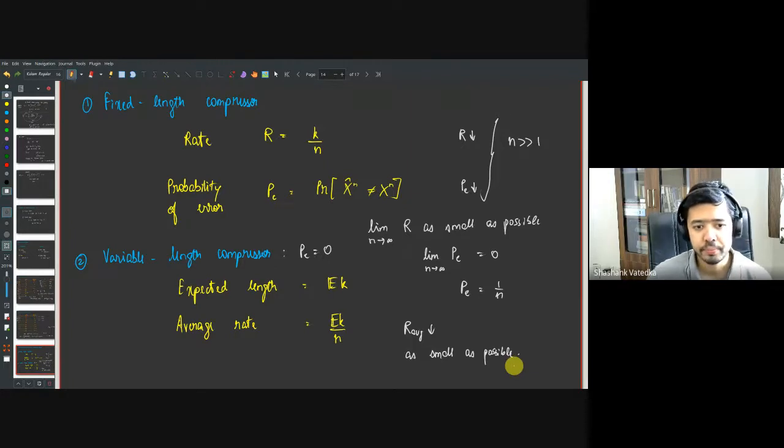Okay. So now I have a bunch of constraints. I want a fixed length compressor for which the probability of error is vanishing in n, and I want the rate to be as small as possible. So if I give a particular source, what is the smallest rate that I can achieve for a fixed length compressor? And similarly, for a variable length compressor, I want 0 error. So what is the smallest rate that I can possibly achieve? These are questions we want to address in this particular course.